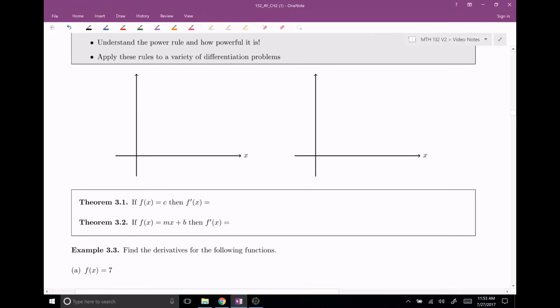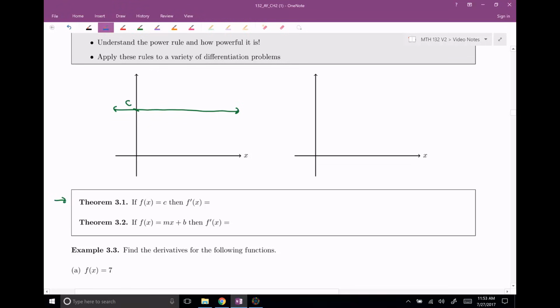Starting off then, Theorem 3.1: suppose that f of x is equal to some constant function. Let me go ahead and draw this here. So we have f of x is some constant function. It doesn't matter how tall it is, but we know for constant functions, we have a nice horizontal line. It doesn't matter what the c value is; it can be 2, 5, a million, it can be negative 30, positives, negatives, any constant function.